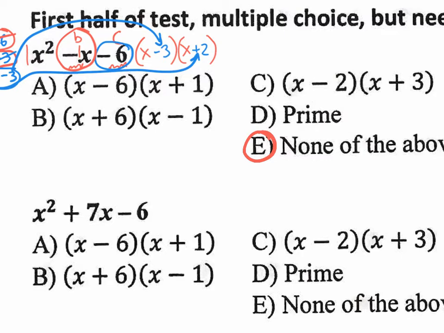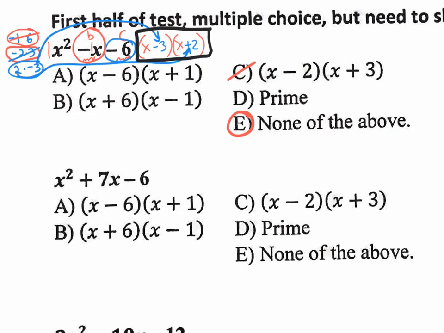Now, what does prime mean? Prime means that it's not factorable, right? Were we able to factor this one? Yes, absolutely. So it's definitely not prime. You are able to factor it. It's just that the correct answer is not there. Here's the correct answer, x minus 3 times x plus 2. So C is not it. It has the wrong signs. So E is the correct answer. So on the multiple choice, there are going to be some answers that are E, none of the above. So please do the work slowly, carefully, get your answer, and then look for your answer.